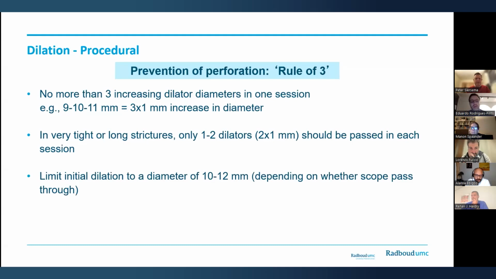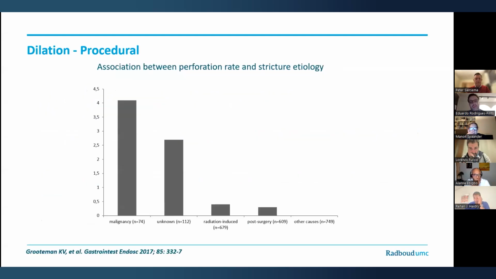It is also said that the initial dilation should be limited to a diameter of 10 to 12 millimeters, and it's also depending, of course, whether the scope can pass through or not, because then you can go up a little bit further. And the final diameter to be achieved is between 16 and 18 millimeters. And the question is, of course, should that rule of 3 really be followed?